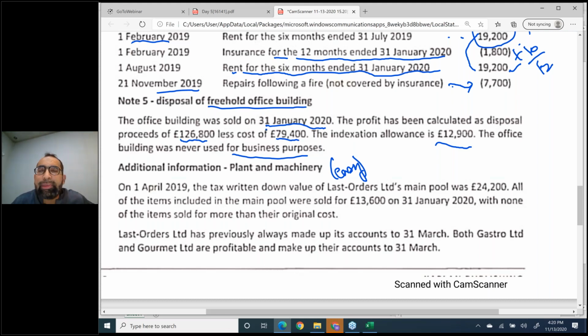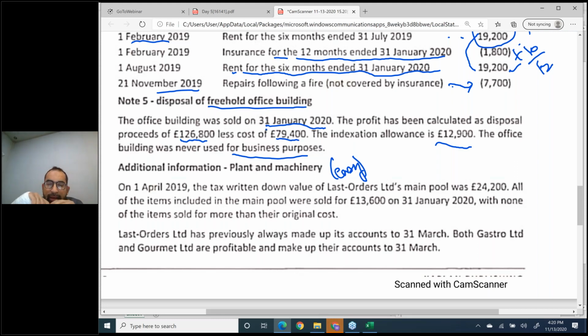Just do a balancing adjustment, balancing allowance or balancing charge, on each and everything, even on the main pool and the special rate pool. Don't forget. And these workings are comparatively easy. It takes less time. When you get a question on capital allowances on closure of business, it takes 1 or 2 minutes to solve it.